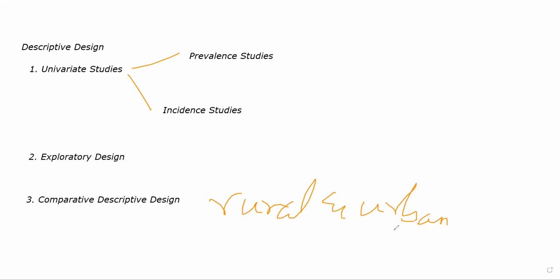Whereas people in rural settings, उन लोगों के अंदर उतना common नहीं है. Maybe in rural settings, infections are more common. Example, a certain type of something is common other than chronic disease. तो आप वैसे compare कर सकते हैं, comparative descriptive design. So that concludes descriptive design.